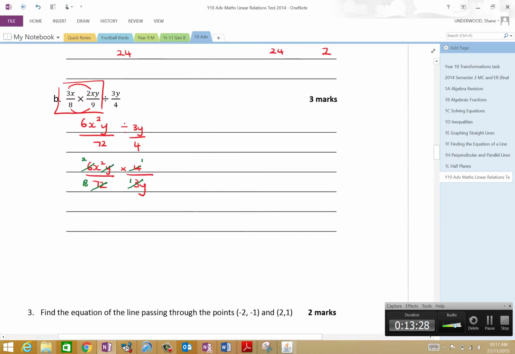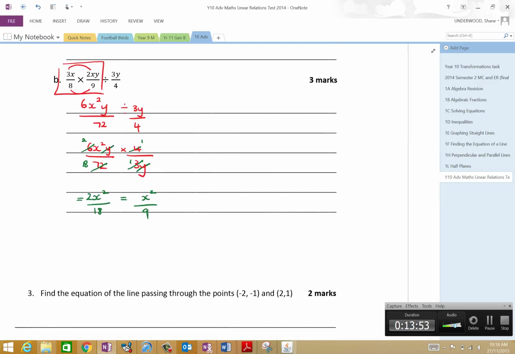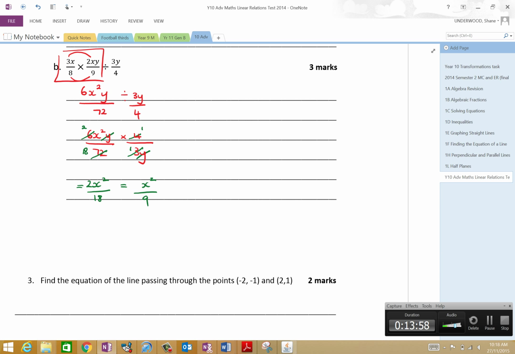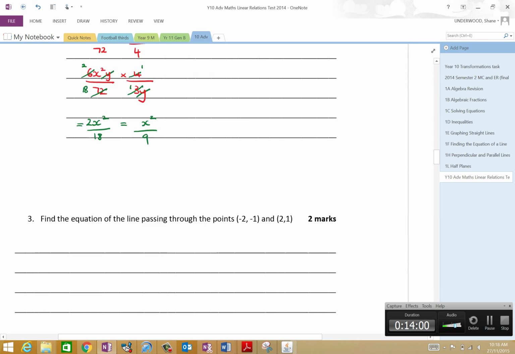You absolutely can cancel the y's out. So what am I left with? x squared over 9. 2x squared over 18, which is x squared over 9. It's not x over 3. It's x squared. No, you can't do that. You can't square root because you don't have an equal sign. You don't have an equation. We've just got this and we're simplifying it.